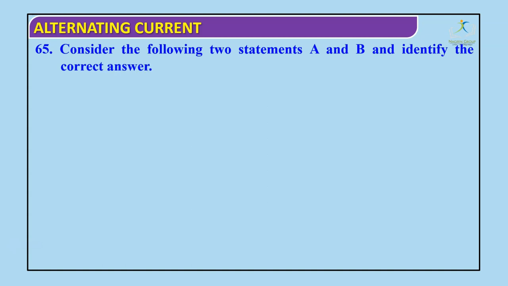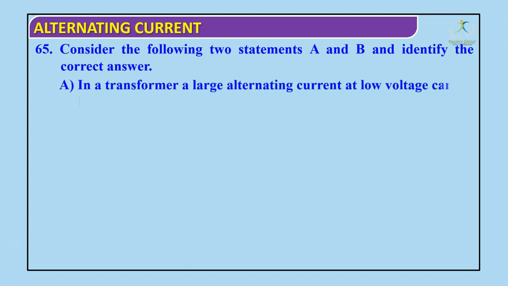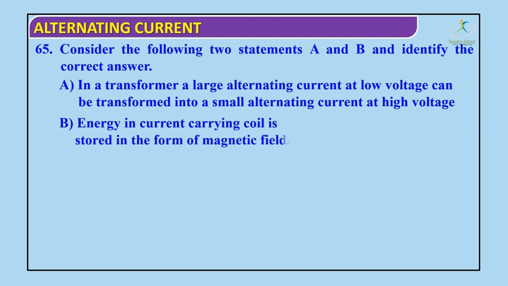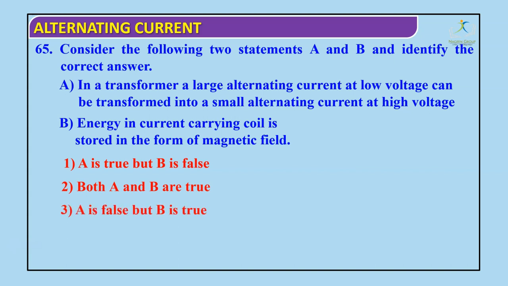Next question we have, consider the following two statements A and B and identify the correct answer. A: In the transformer, a large alternating current at low voltage can be transformed into a small alternating current at a high voltage. B: Energy in a current carrying coil is stored in the form of magnetic field. A is true but B is false. Both A and B are true. A is false but B is true. Both A and B are false. The correct answer for this question is both A and B are true.